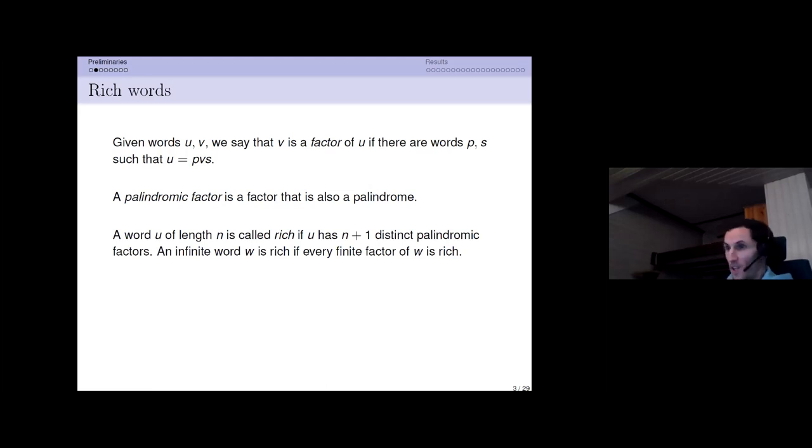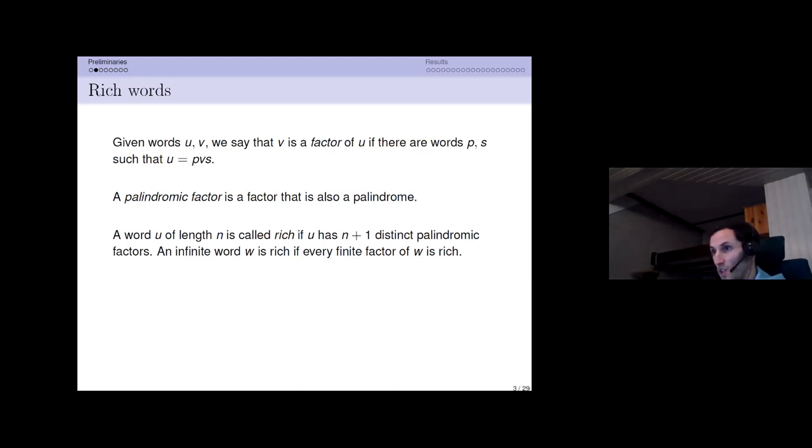Okay, and now we came to the definition of the rich word. A word u of length n is called rich if the word u has n plus one distinct palindromic factors. And in this case, we count also the empty word as a palindromic factor. Now, this is also important in this case. Also, in some papers, you may find another definition which says only n distinct palindromic factors because the authors do not consider the empty word to be a palindrome. But in my paper, I prefer this definition.